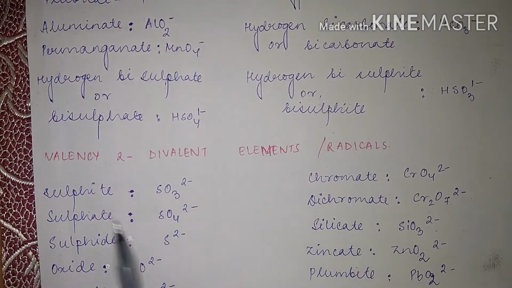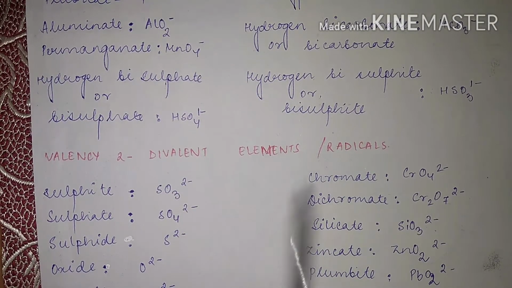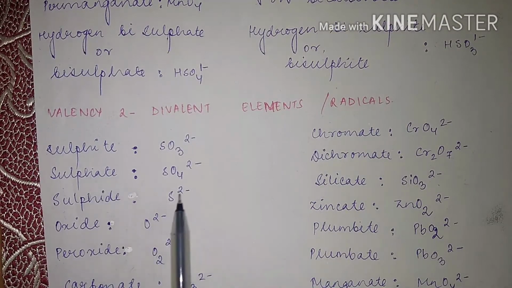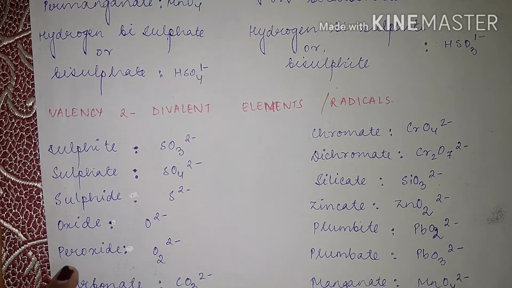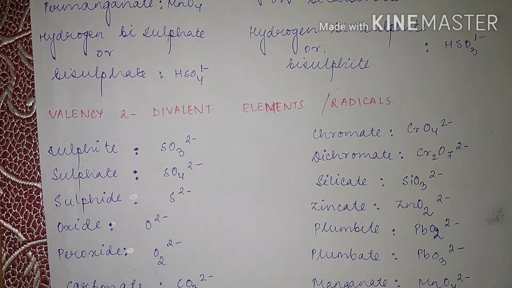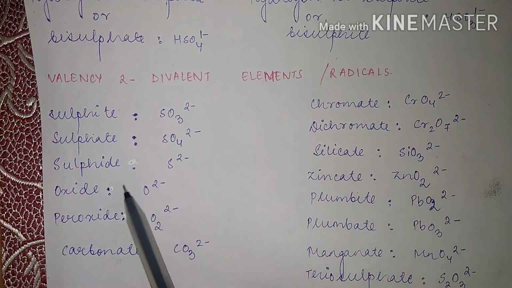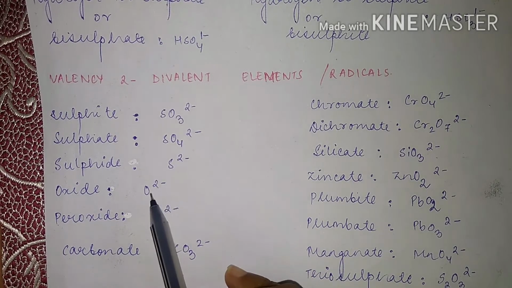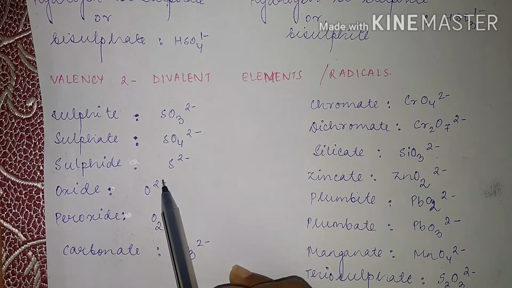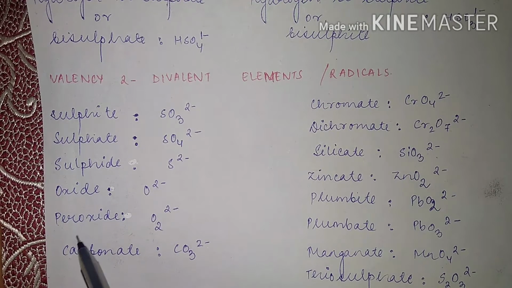Next we have the ones with valency 2, divalent elements or radicals. We have sulfite, SO3 2 negative, or sulfate, SO4 2 negative, sulfide, just S 2 negative, oxide is O 2 negative, and peroxide is O2 2 negative. Don't confuse oxide and peroxide. Oxide has valency 2 negative and is simply 1 oxygen, and peroxide has 2 oxygens, O2 2 negative. Carbonate is CO3 2 negative.